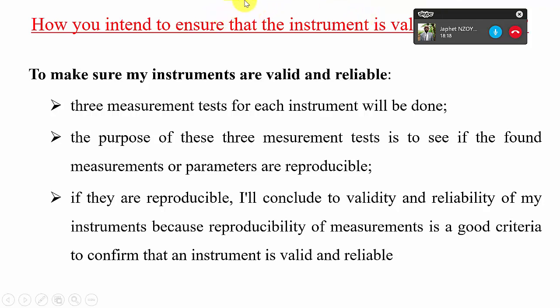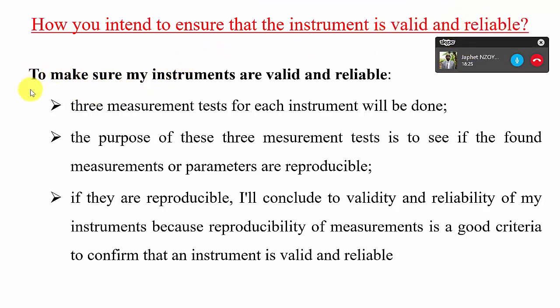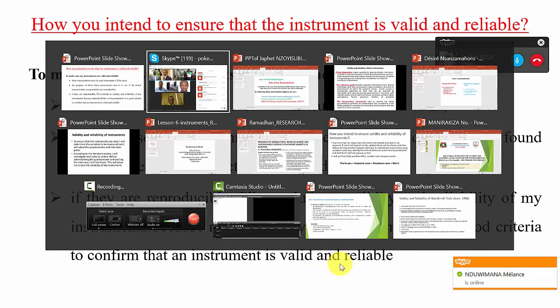Second slide. Yes. To ensure that my instruments are valid and reliable, I will do this. First, pre-measurement tests for each instrument will be done. Second, the purpose of these pre-measurement tests is to see if the found measurements or parameters are reproducible. If measurements are reproducible, I conclude to validity and reliability of my instruments, because reproducibility of measurements is a good criteria to confirm that an instrument is valid and reliable.